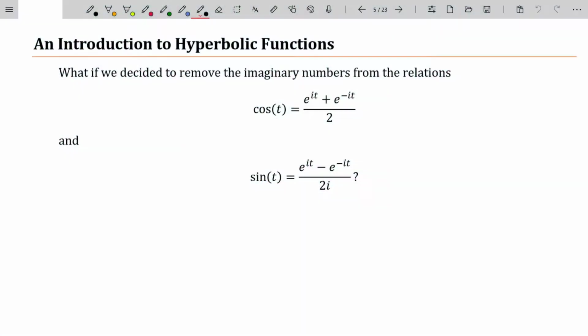Hello, my name is Roy Simpson, Professor of Mathematics at Cosumnes River College in Sacramento, California. In this video, we're going to continue our conversation with hyperbolic functions. In fact, we're starting it now.